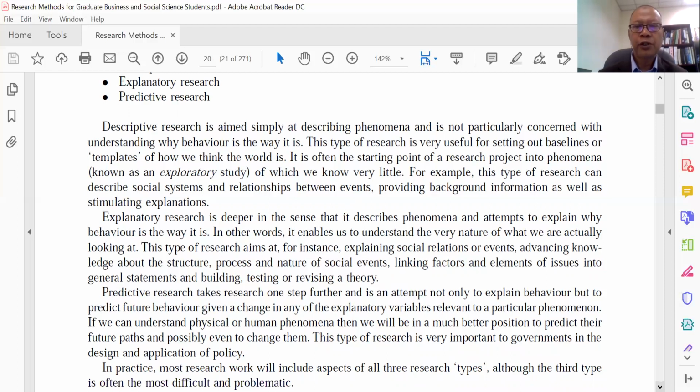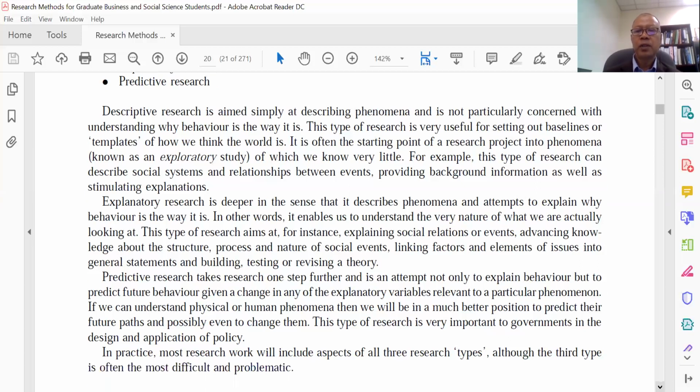So based on the causal relationships, the predictive research tries to predict what will happen in the future about the certain phenomena or the certain behavior based on the independent or explanatory variables that were revealed in the explanatory research. So the predictive research is very useful for certain institutions and also to policymakers in order to formulate suitable policy.